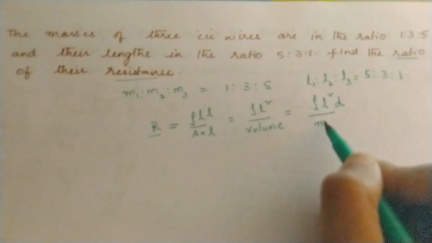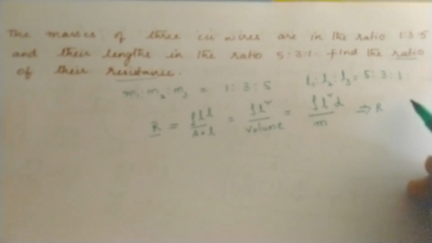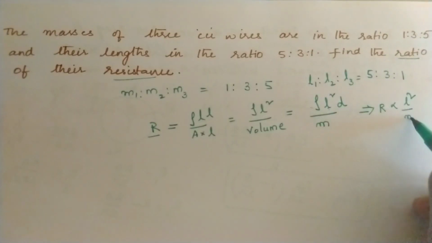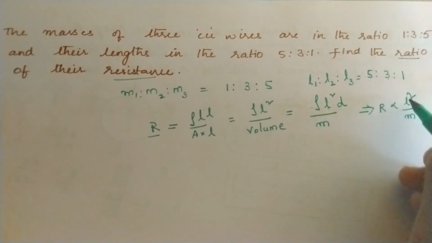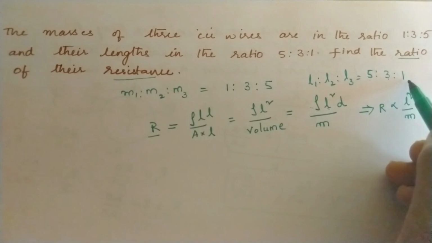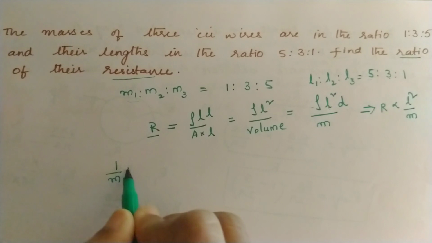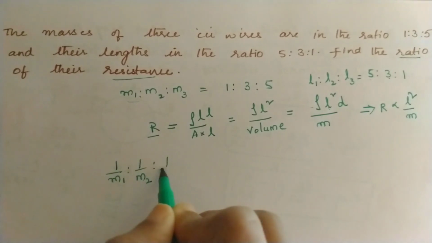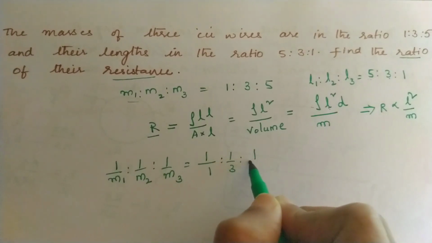How is resistance related to length and mass? It implies R is proportional to L square divided by M. Since resistance is proportional to square of length and inversely related to mass, we know the lengths are in the ratio 5:3:1. So L square will be in the ratio 25:9:1. Then what is the inverse ratio of the masses? 1 by M1 is to 1 by M2 is to 1 by M3 will be 1 by 1 is to 1 by 3 is to 1 by 5.